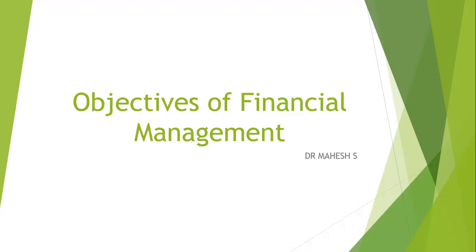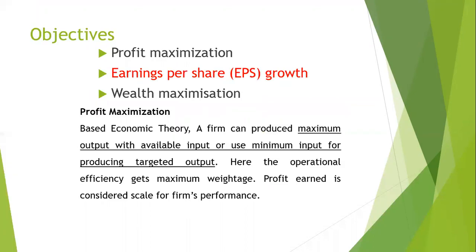Here we are going to discuss the major objectives, the core, high-level objectives of financial management. The financial management objectives are broadly divided into three types: profit maximization, earnings per share growth, and wealth maximization. I repeat, profit maximization, earnings per share, and wealth maximization objectives.